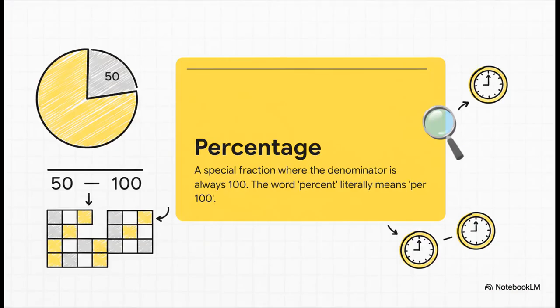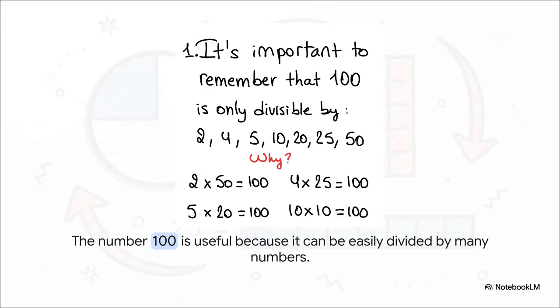Let's start with percentages, because the clue is right there in the name, percent. Like a century has 100 years, cent just means 100. So a percentage is just a special kind of fraction where the bottom number, we call that the denominator, is always 100. 50% literally just means 50 out of 100. Simple as that.